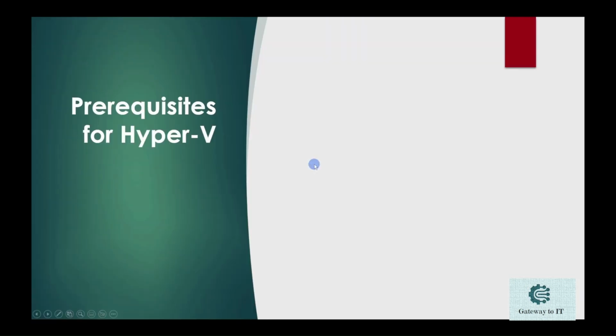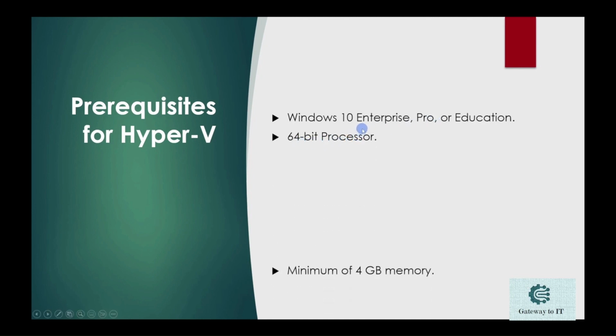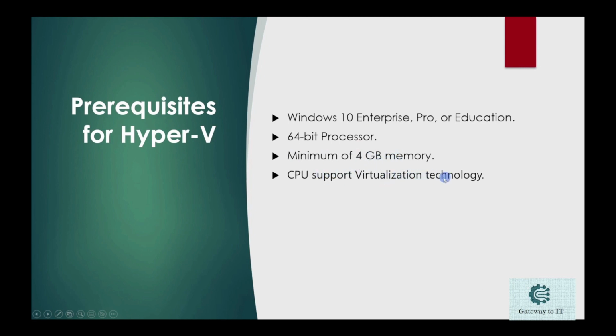Now, next thing I want to discuss is the prerequisites for Hyper-V. In order to install Hyper-V on your Windows 10 machine, there are some prereqs. The first prereq is that the Windows 10 machine should be Enterprise, Pro or Education version. If you do not have these versions, you will not be able to install Hyper-V. Now, the next one is that the machine should have a 64-bit processor. Next, the machine should have a minimum of 4 GB of memory and a CPU that supports virtualization technology.